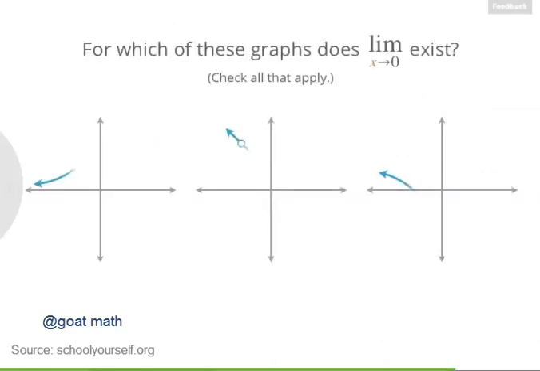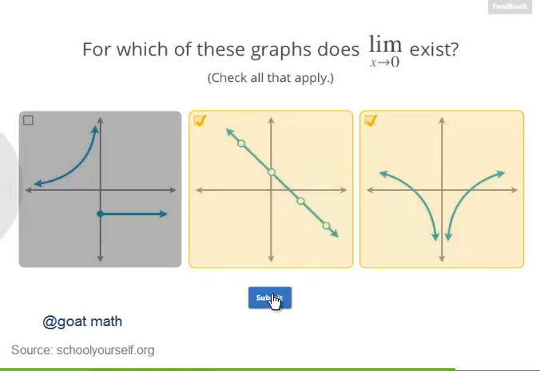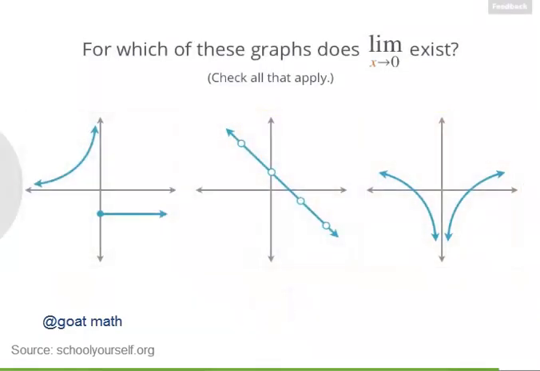Last question. Take a look at a few more functions here. For which of these graphs does the two-sided limit as x approaches 0 exist? In other words, for which of these graphs do the left and right limits around 0 equal each other? Right. For this first function over here, the left limit at x equals 0 seems to be going off to positive infinity, while the right limit equals this y-coordinate down here. So the limit as x approaches 0 does not exist for this function.